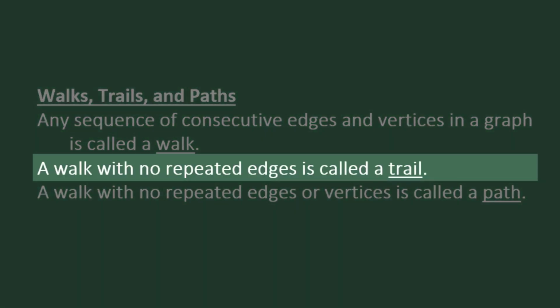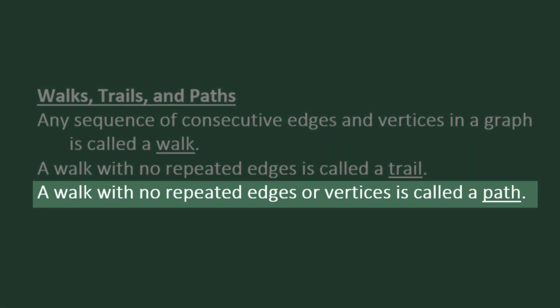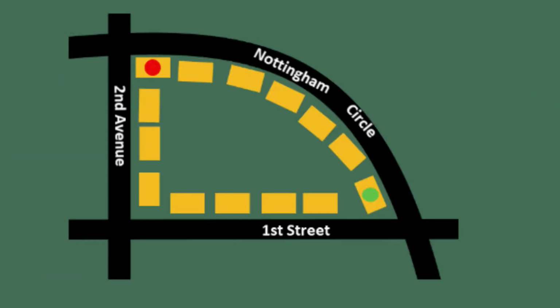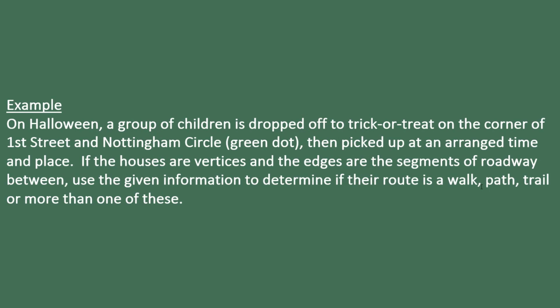A walk with no repeated edges is called a trail, and a walk with no repeated edges or vertices is called a path. Let's consider this example. On Halloween, a group of children is dropped off to go trick-or-treating on the corner of First Street and Nottingham Circle. They're going to be picked up at an arranged time and place, and if the houses are considered the vertices and the edges are the segments of roadway between them, we're going to use the given information to determine if their route is a walk, path, trail, or more than one of these.